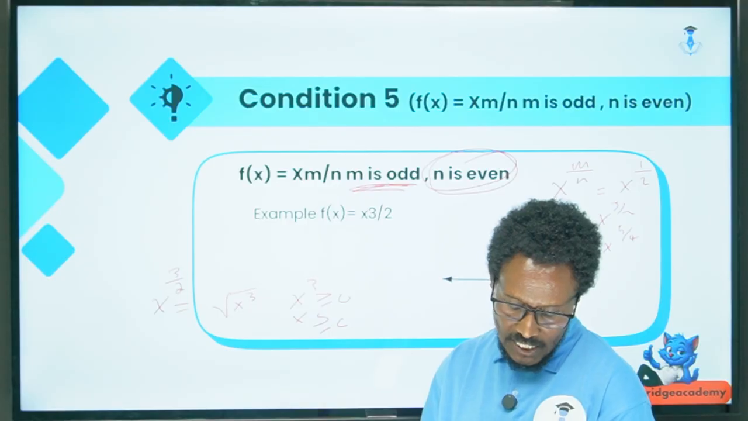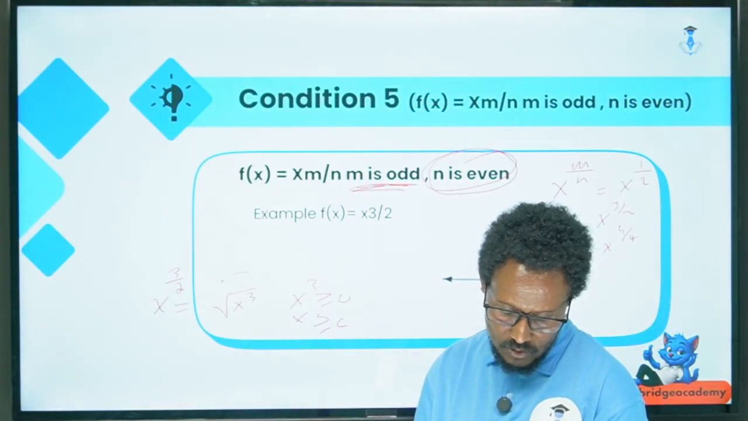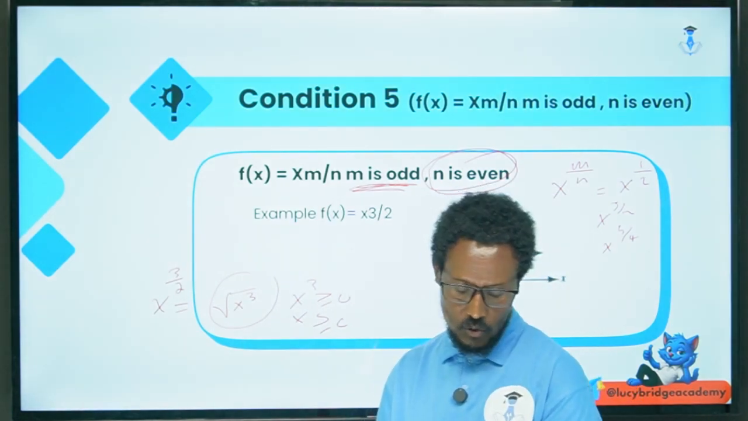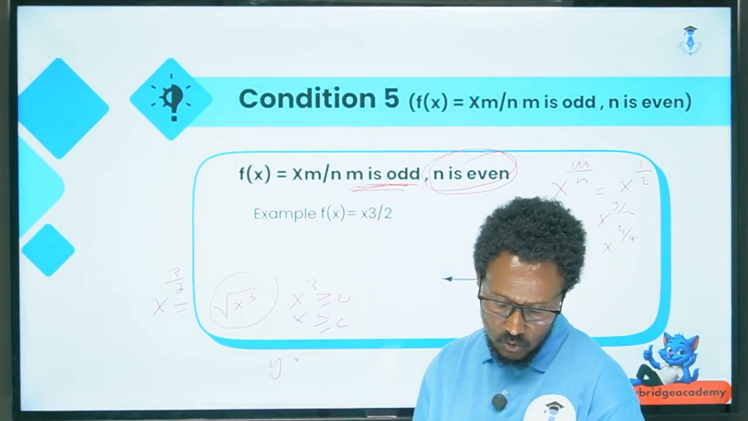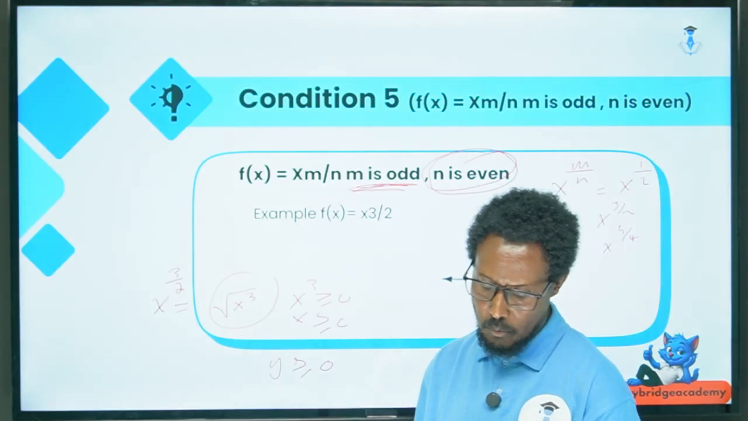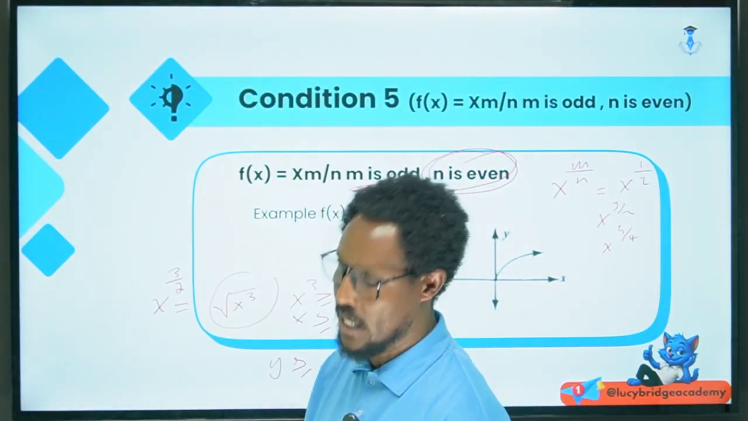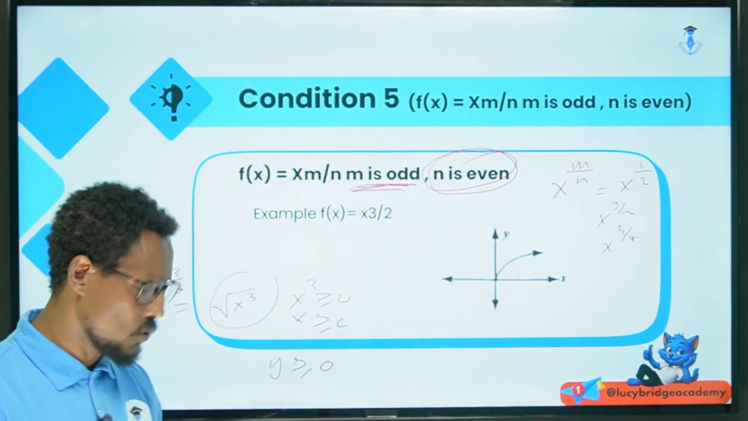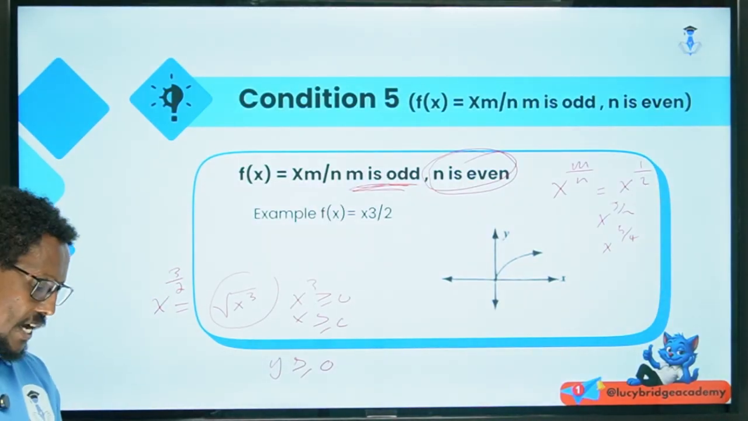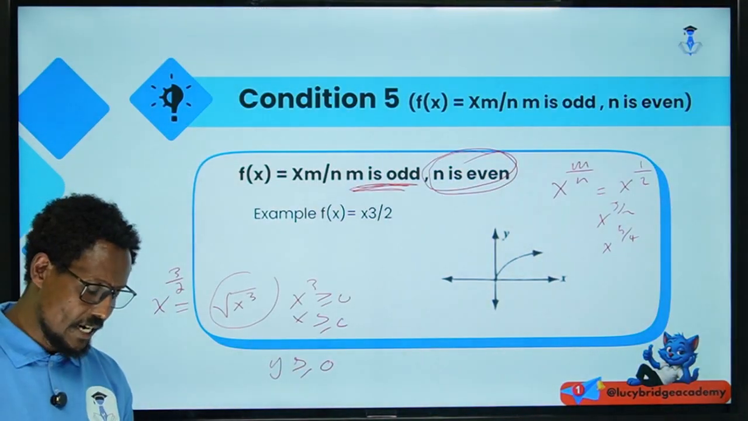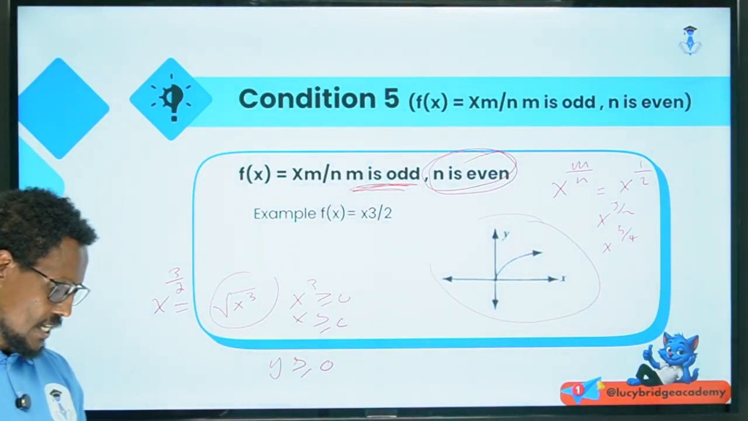What about the range? Since x cubed is greater than or equal to 0, the functional value is also greater than or equal to 0. That means y is also greater than or equal to 0. Therefore, both domain and range are greater than or equal to 0. And the graph has no symmetric line.